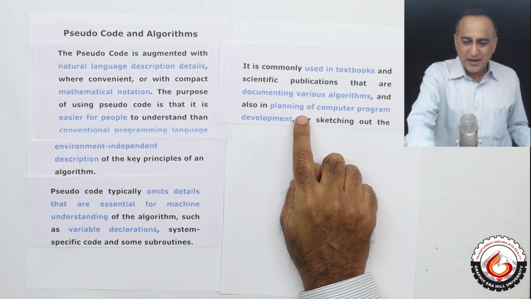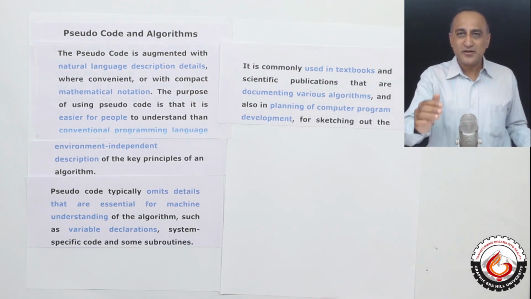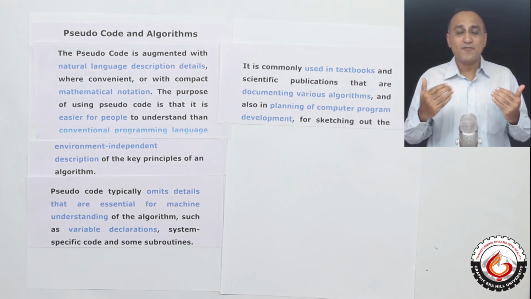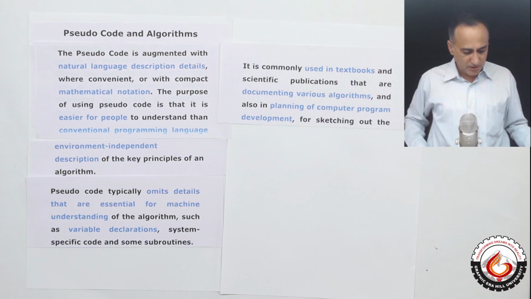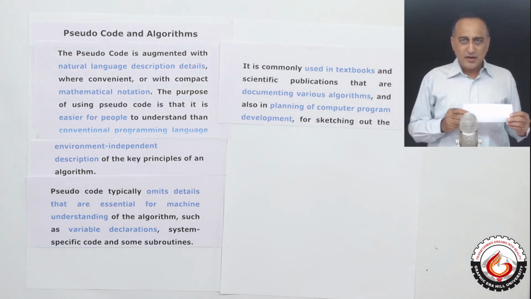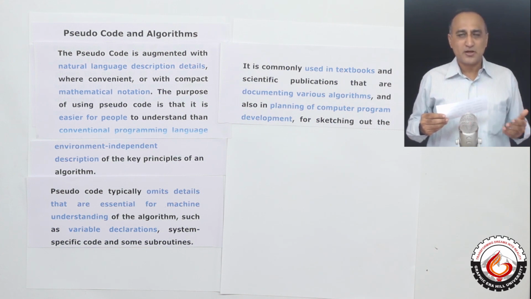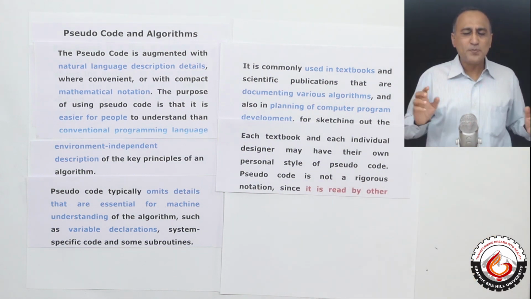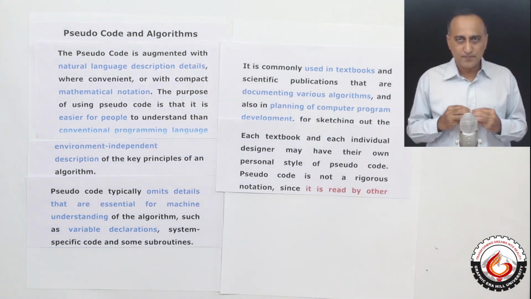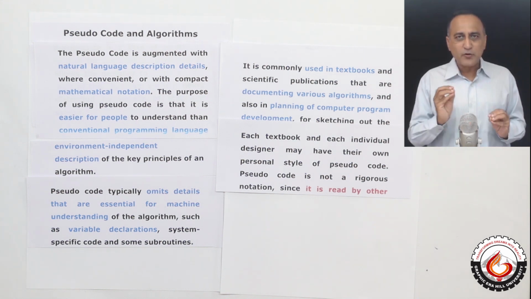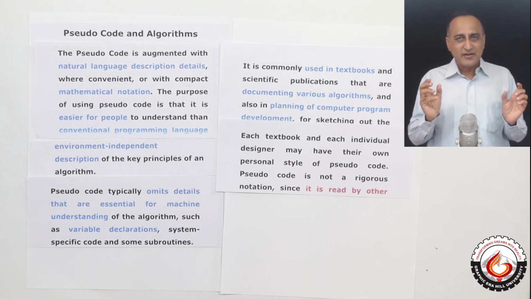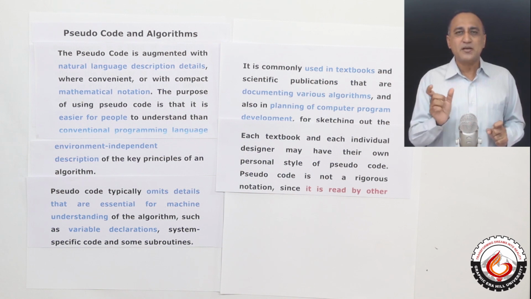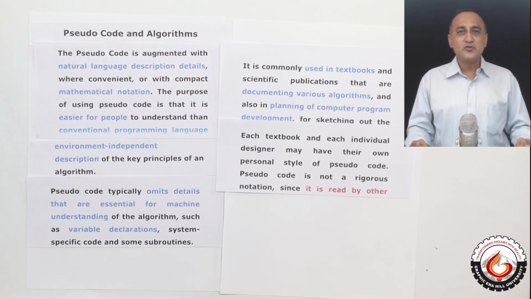So it is used in the planning of computer programs or development, or it is an English-like description of a problem solving process or the algorithmic process. Now you may wonder if there is any standard for pseudocode. Not really. Every textbook and every person has his own personal style of writing the pseudocode. There's really no standard. But in our way, we'll try to keep it as English-like as possible, and we will try to match it closely with the steps of the algorithm, so it becomes easy to compare an algorithm with the pseudocode.